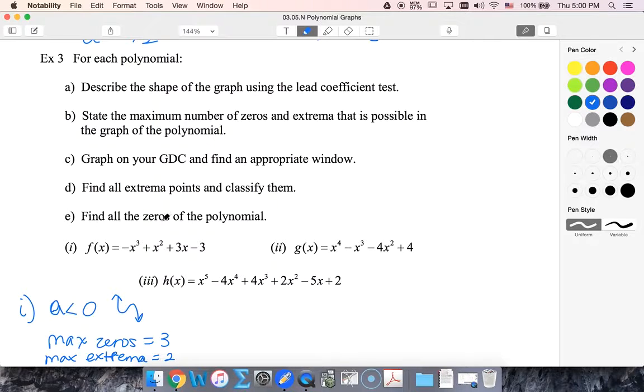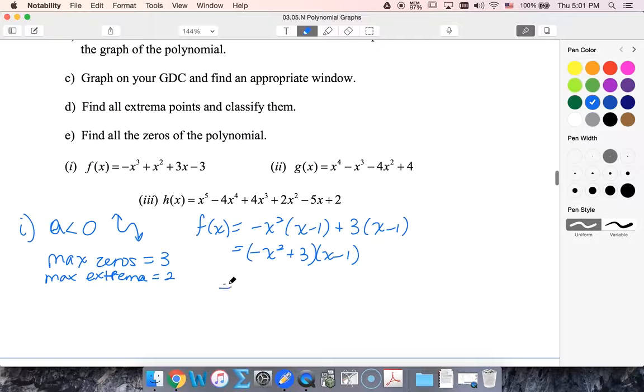All right, rather than graphing this first, I'm going to come down here and find the zeros of the polynomial, and I'm going to do that because I can see that this is going to factor by grouping. So I'm going to take my f of x, and from this first set, I'm going to factor out negative x squared and get x minus 1. And then from this set, I'm going to factor out a 3 and also get x minus 1. So that tells me this is going to be negative x squared plus 3, and then x minus 1.